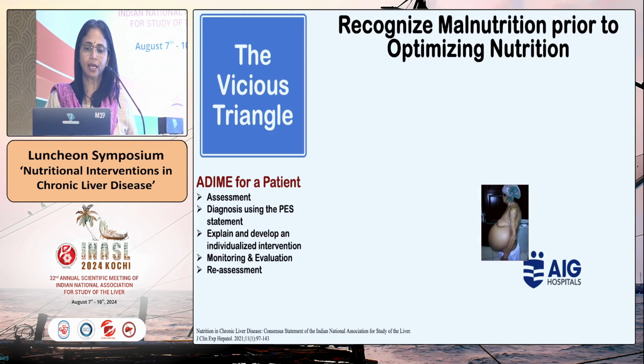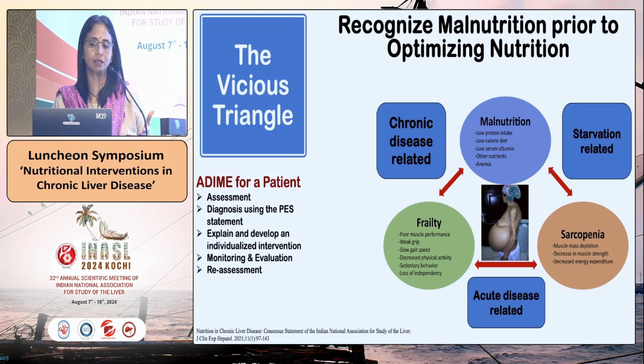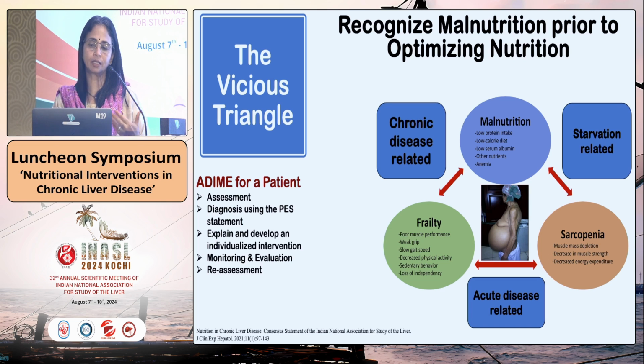I won't be getting into a lot of theory with regard to chronic liver disease, but certain components which make it very important for nutritional intervention and decision making are what I will focus on. It's a known fact that malnutrition is something that we need to prioritize for optimizing nutrition interventions.